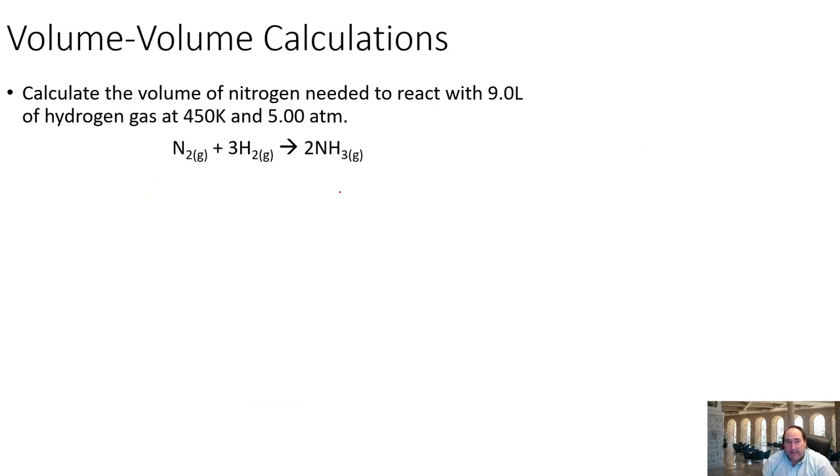Let's say we have this problem here and we wanted to figure out the volume of nitrogen, which is this guy, that is needed to react with 9 liters of hydrogen at 450 Kelvin and 5 atmospheres. So the pressure and the temperature here are going to remain constant, basically.